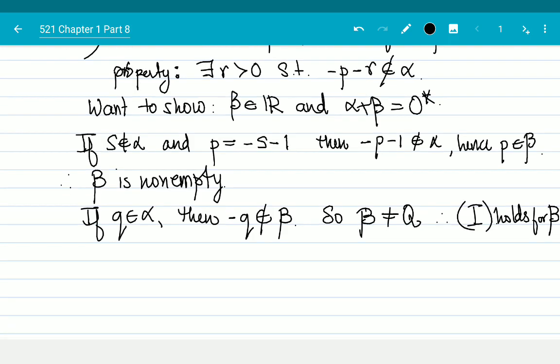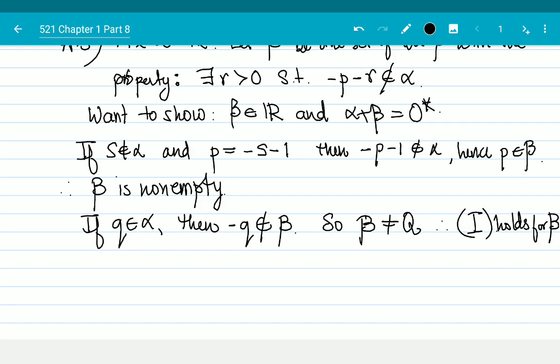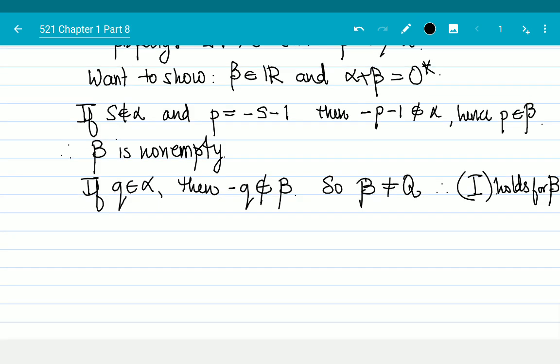If Q belongs to alpha, then why does negative Q not belong to beta? Well, if negative Q belonged to beta, then negative Q minus R should not belong to alpha. Negative Q is just Q. If Q belongs to alpha, everything smaller than Q belongs to alpha. So it's pretty easy to check. It's direct computation. To show that it's a cut, we need to show properties 2 and 3.